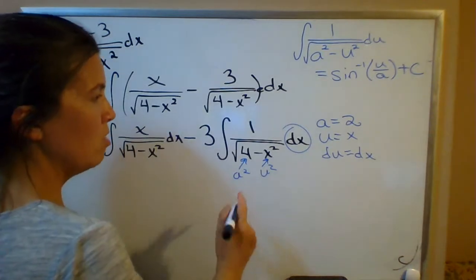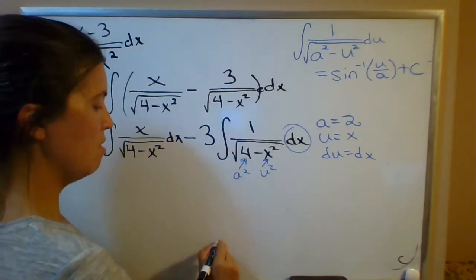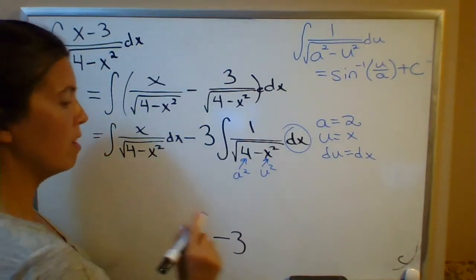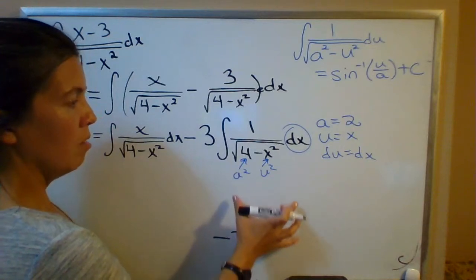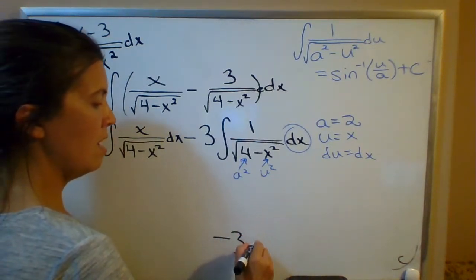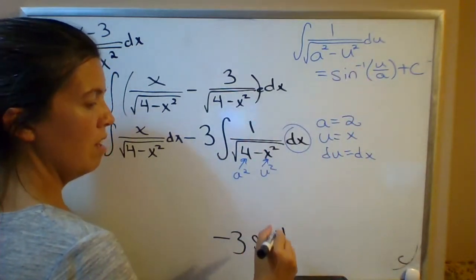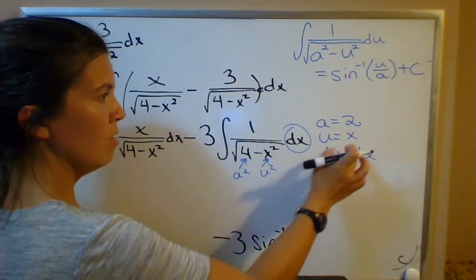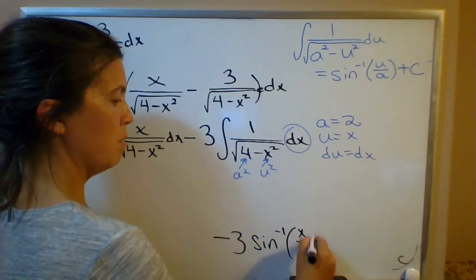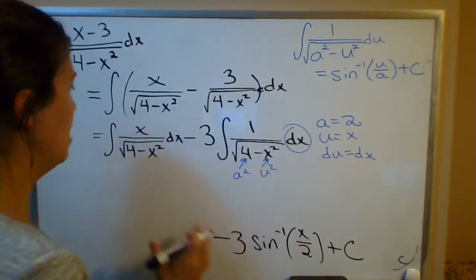And so the antiderivative will be, we have this minus 3 in front. I'm going to write this all the way on the bottom because it's going to take a few more steps to solve the first part here. But with this second portion of the problem, you'll have the minus 3 in front and then inverse sine. Now I'm just following this integration formula of u over a. So in this case, that's x over 2 plus c. Okay, so we've got the second part of the problem done.